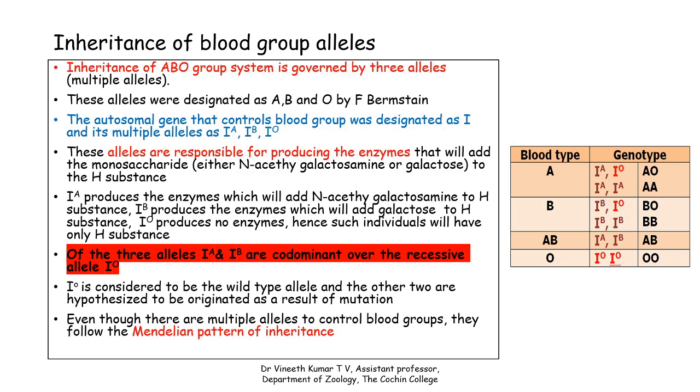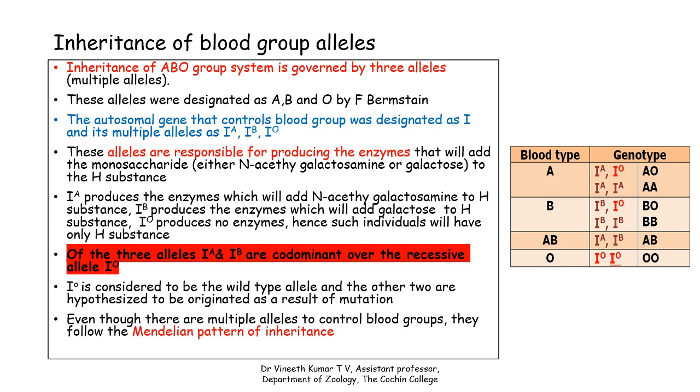And IO will produce no enzymes, and hence such individuals will have only the H substance with the terminal fucose.